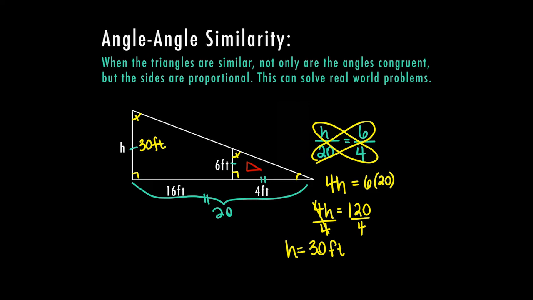So back to our real world situation, maybe we're talking about a man that's 6 feet tall and his shadow is 4 feet long. Then the height of the tree behind him would be 30 feet if its shadow is 20 feet long. Now I can only use this information using a proportion to solve for the missing side if I know that my triangles are similar. So they do have to have congruent angles, and that means that the sides are going to be proportional.